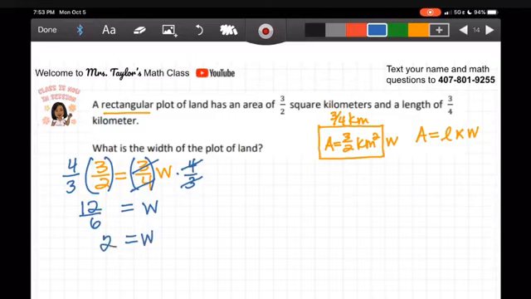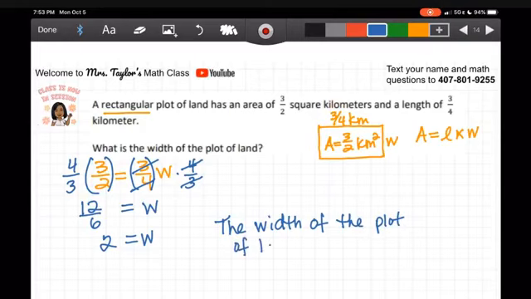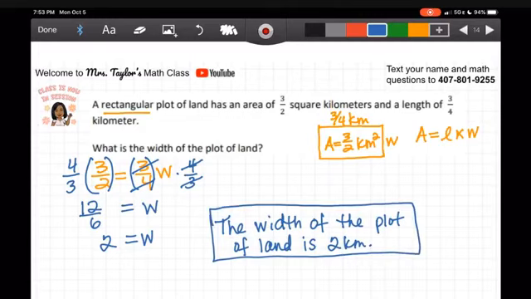So the width of the plot of land, let's answer the question. The width of the plot of land is 2 kilometers. And that's that answer. Boom, boom, and you got it. Let's do another problem.